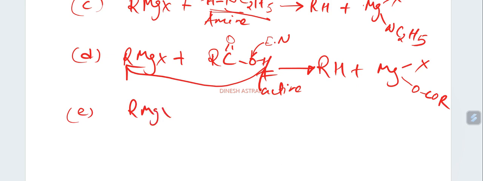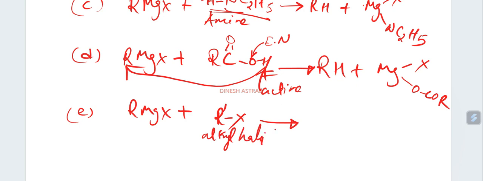Next, reaction of Grignard reagent. Here X stands for halogen. I've already discussed this in part 1, so please watch the part 1 video. It is mentioned in this video description box, the link is given. Next is with alkyl halide. Let me put here a dash. This one is alkyl halide, alkyl group bonded to halogen.